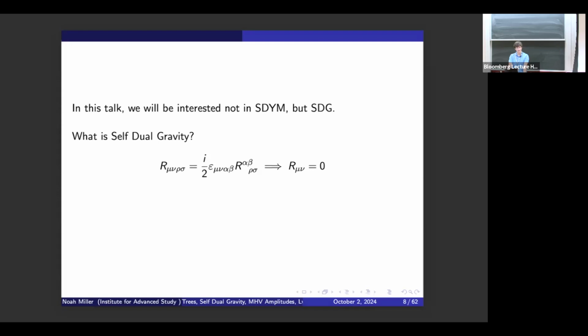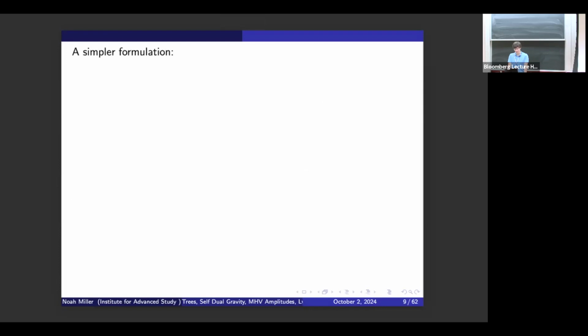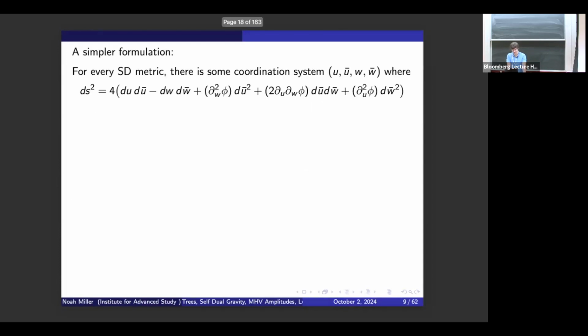In 4,0 or 2,2 signature, the metric can be real. And self-dual gravity is the main object of study of twistor theory. We won't be talking about twistors, but I just wanted to point out that if you really want to study this in a very deep way, you should probably be using twistor theory. Okay, but we're going to just use a simpler formulation of self-dual gravity. So for every self-dual metric, there always exists some coordinate system, which I'll call u, u bar, w, and w bar, where the metric takes the following form.